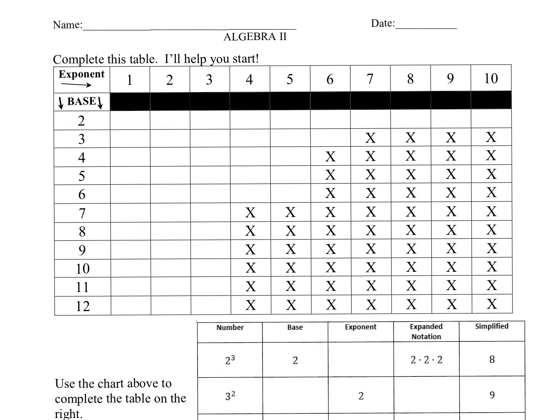looking at the base, which is going to be on your left side, with the exponent. So for example, if I have a base of 2 and an exponent of 1, I know it's just 2 to the 1, which is 2. If I have a base of 2 and an exponent of 2, I know 2 squared is 4. Base of 2, exponent of 3, 8, and so on, okay? Base of 2 to the 4th is 16.